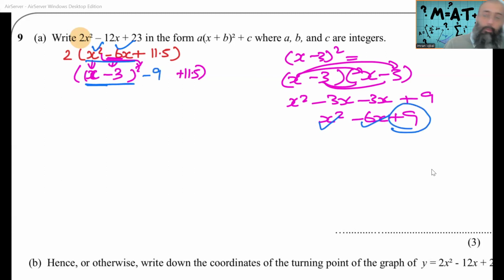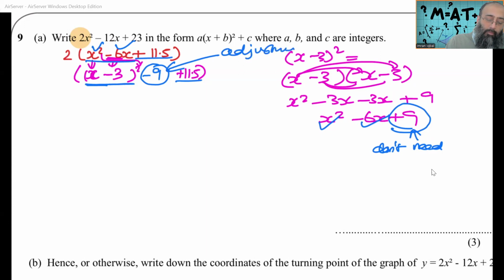So we have to adjust by doing a minus 9. And the 11.5, which is desirable, is still there. So there's our undesirable bit. This is what we need to get rid of. We are getting rid of it here by our adjustment. And put the 2 back in. Okay, so let's bring that back down. Now the minus 9 and the 11.5, you have to simplify that. So 11.5 take away 9, that will give us plus 2.5.